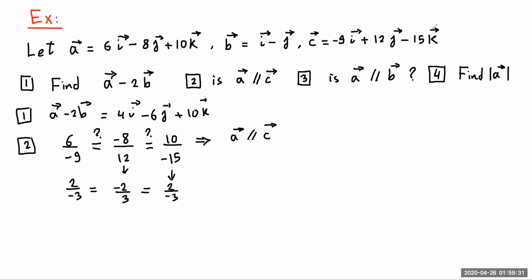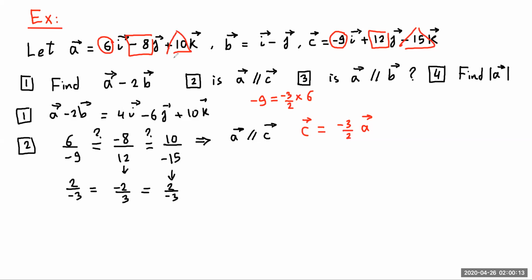Also, we can solve using another method by writing the vector C equal, take this number -9 and this number 6. Can we write -9 equal number times 6? It's minus 3 divided by 2. So it's minus 3 divided by 2 times A. It's not only for -9 and 6, but also 12 equal -3/2 times -8. Also -15 equal -3/2 times 10.